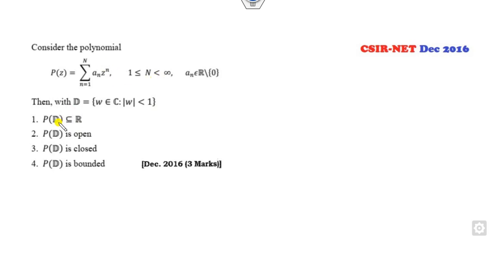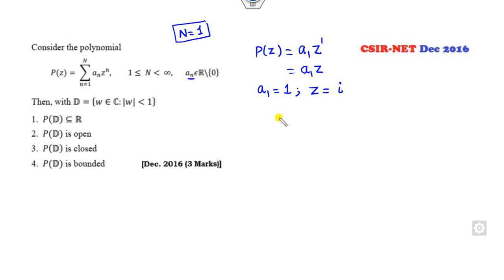Firstly we check whether it is a subset of the real numbers. N is greater than or equal to 1, so I can simply choose N as 1. So what is my P of z? P of z is a1 z raised to power 1, that is simply a1 z. a1 is non-zero, so I can simply choose a1 as 1. z is a complex number, I can simply choose iota. So what is my polynomial? P of z is iota. Is it a subset of R? No.